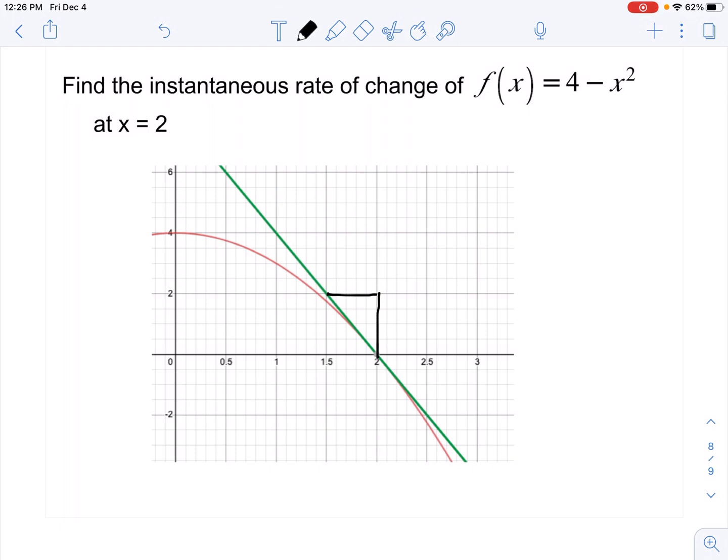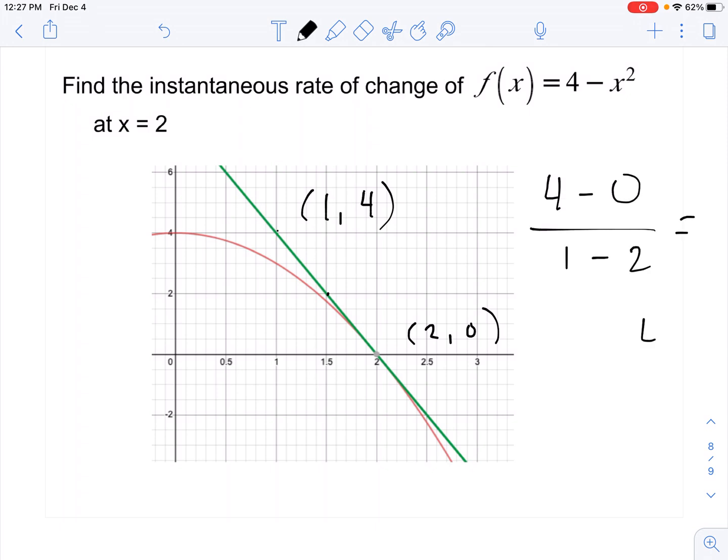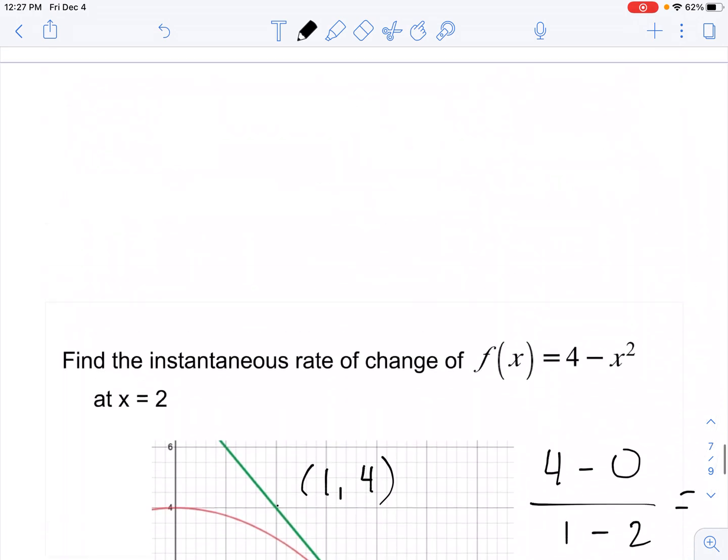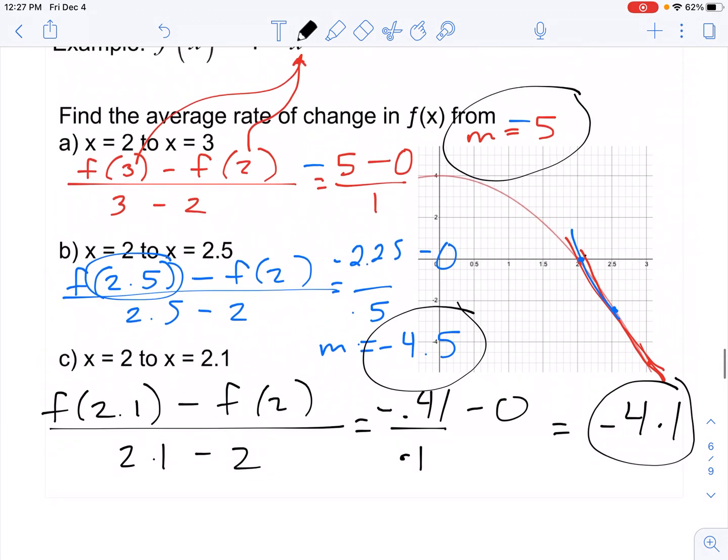So this looks like it's, so 2, 0 is a point, and maybe 1, 4 is a point. So if we do 4 minus 0 over 1 minus 2, we get 4 divided by negative 1, which is negative 4. Just want to take you back to the example that we did with the secant lines here.